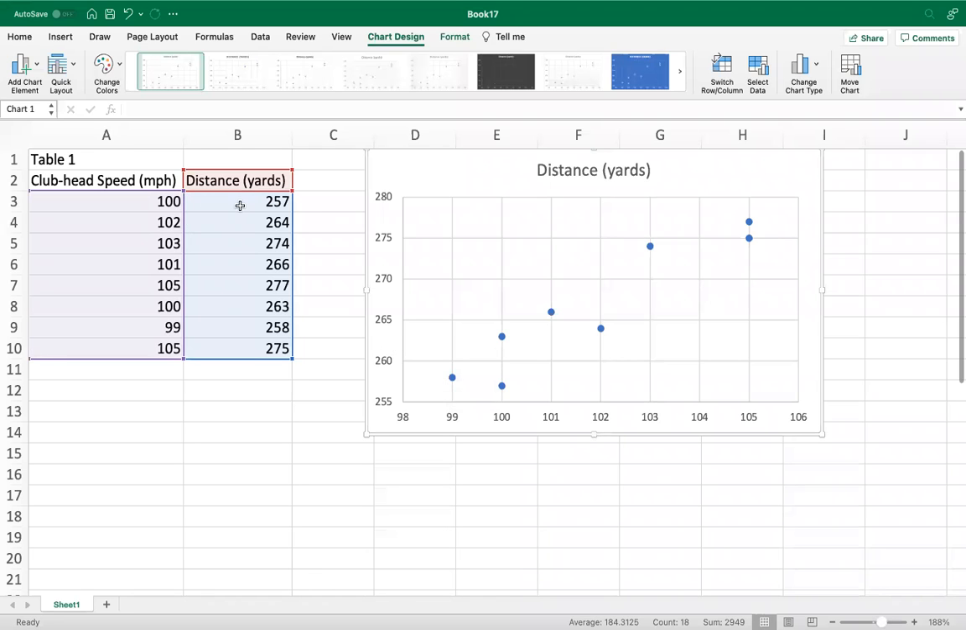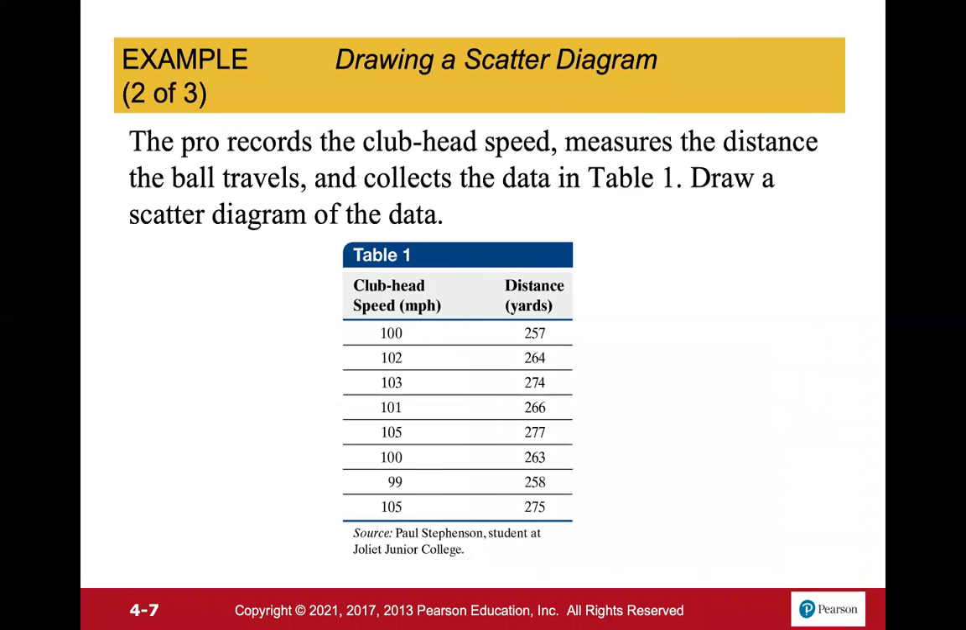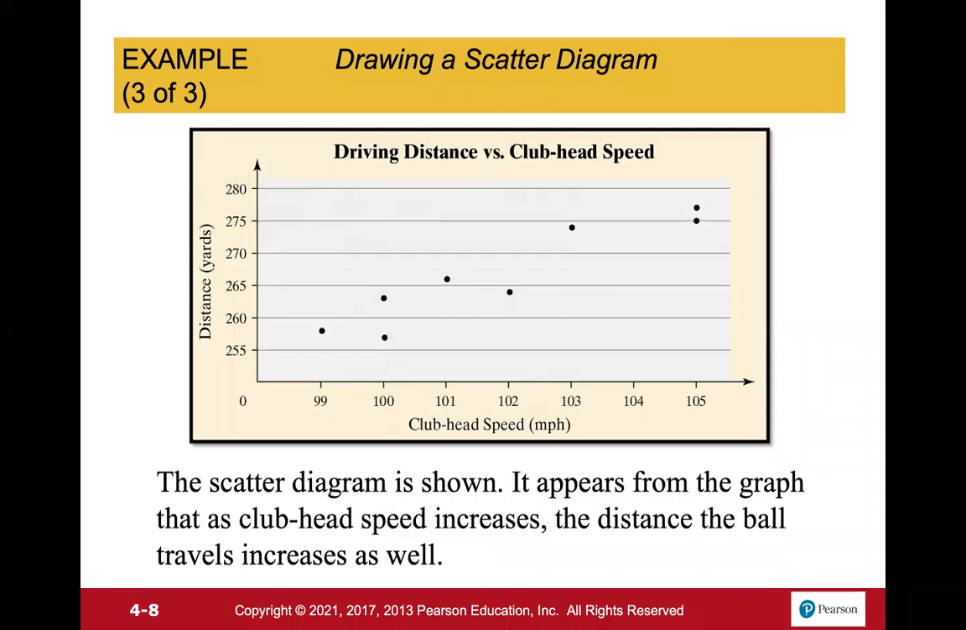So for 100, we have 257. Looks like it's that bottom one there. And another 100, 263. Looks like it's that one right there, just based on the way it looks. All right, and there we go. That's the relation between the two right there. This is what they got. So the scatter diagram is shown.